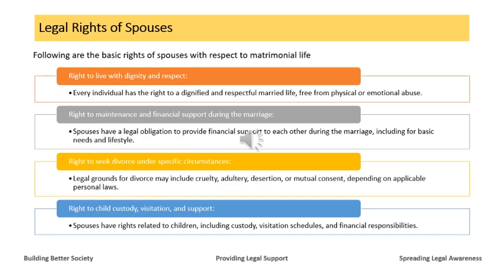And the fourth thing is there is a legal right for both the parents to have a right on child custody, visitation, and support. Spouses have the rights related to children, including custody, visitation, and schedules, and also they have to share the financial responsibilities as well.